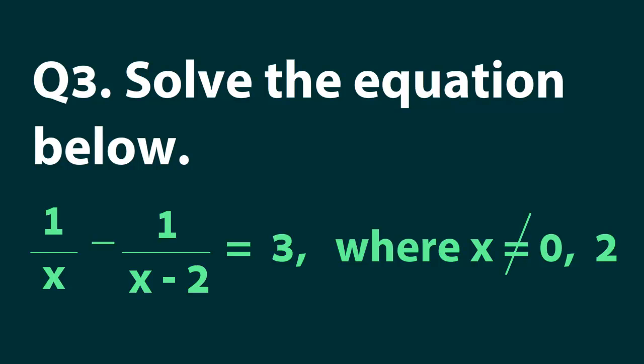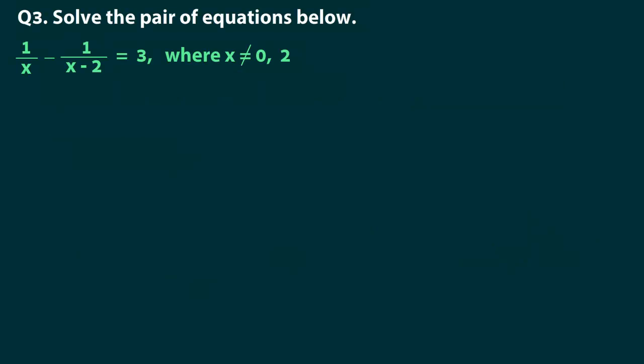Let's assume if x were 0, what happens? If you put x equals 0 here, this term becomes undefined. So we cannot have that. Similarly, if we put x equals 2 here, this term becomes undefined and we cannot have that as well. So whatever values of x we find eventually, x cannot be equal to 0 and 2. So let's go ahead and solve this particular question.